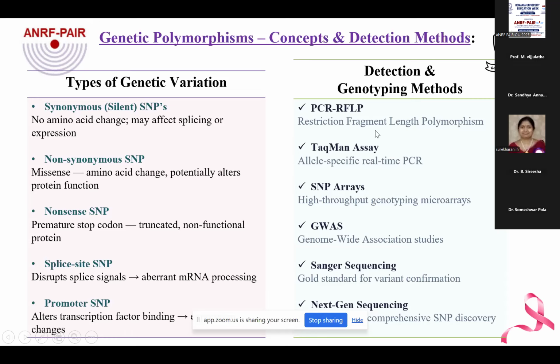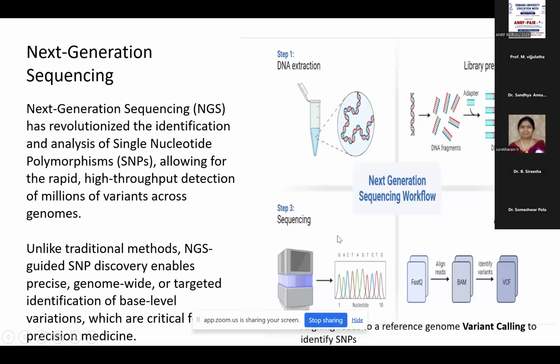And there are different genotyping methods for the detection of these, like the PCR-RFLP, which is restriction fragment length polymorphism, TaqMan assay, that is allele-specific real-time PCR, SNP arrays, that is high-throughput genotyping microarrays, GWAS, that is the genome-wide association studies, Sanger sequencing, which is the gold standard for the variant confirmation, and the next generation sequencing, which is very comprehensive for the SNP discovery. So this next generation sequencing has revolutionized the identification and analysis of the single nucleotide polymorphisms, allowing for a rapid, high-throughput detection of millions of variants across the genome.